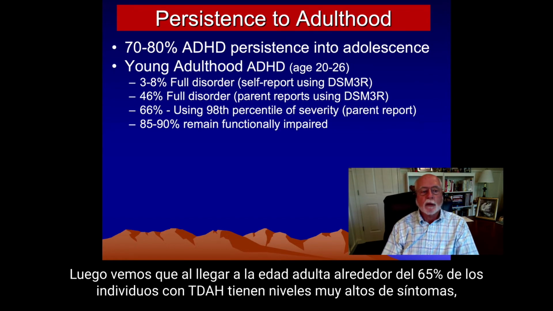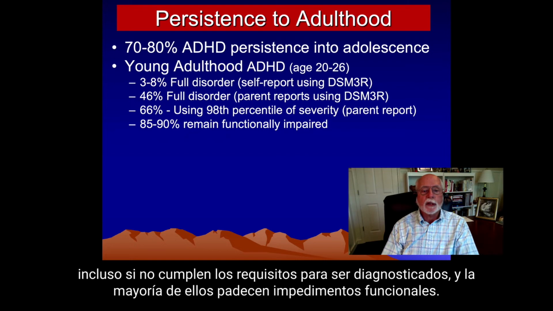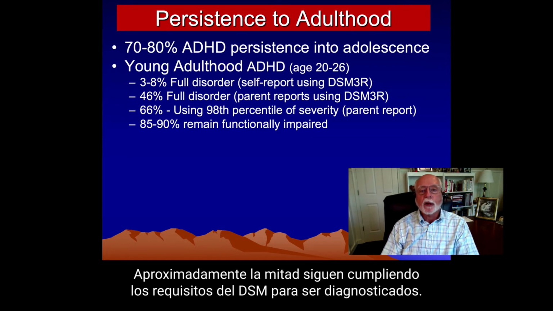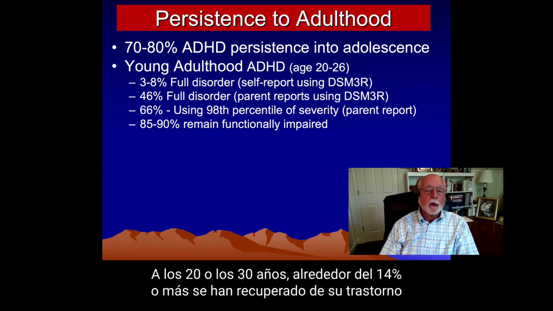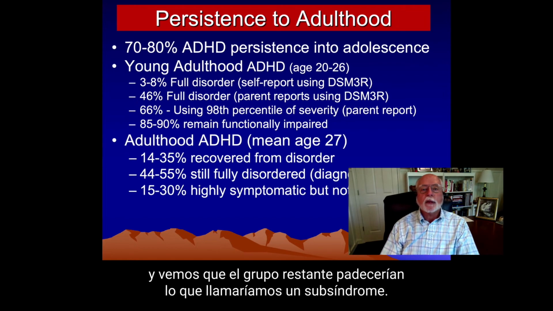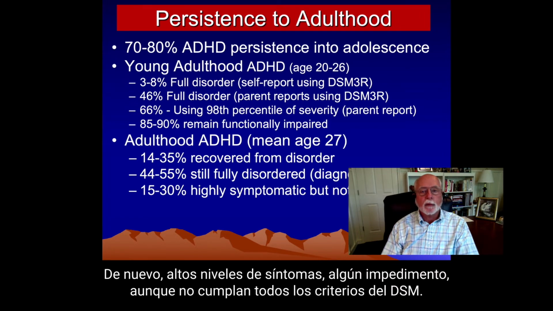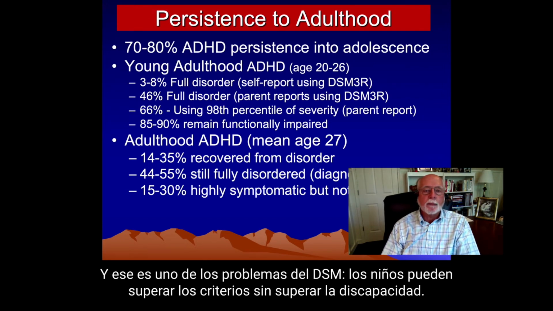By the time we get to young adulthood, about 65% or so of ADHD individuals have very high levels of symptoms, even if they don't qualify for a DSM diagnosis, and most of them are functionally impaired, but about half of them will meet the DSM criteria for their disorder. About 14% or more have recovered from their disorder by their late 20s to early 30s, and the remaining group are what we would call subsyndromal. Again, high levels of symptoms, some impairment, even if they don't meet all criteria in the DSM. You see, part of that's a problem with the DSM. Children can outgrow the DSM criteria, even though they're not outgrowing their developmental disability.